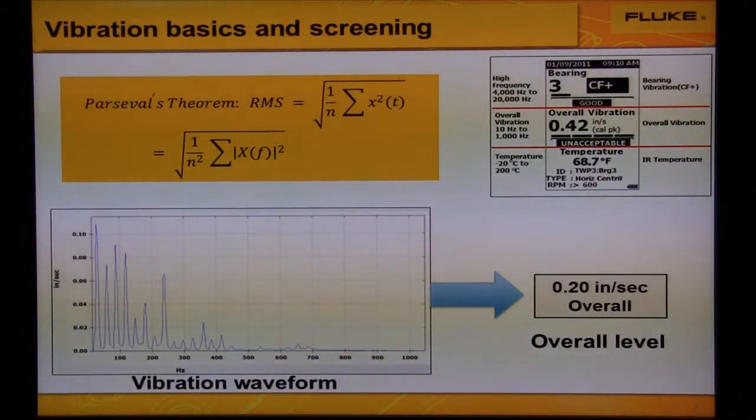Overall vibration is taken over a set frequency range of 10 to 1,000 Hertz. We add up all of the RMS amplitudes and average them into one number. See the equation in the big yellow box. It reflects the energy of all vibration peaks over the entire frequency range. See the graph at the bottom. The shaft harmonics are the major contributor to the overall vibration.